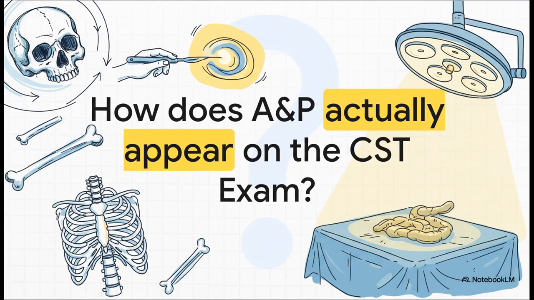Now you might be wondering, how does A&P actually show up on the test? Because honestly, it's almost never tested in isolation. You're not going to get a blank diagram with an arrow pointing to a random bone. Instead, the anatomy is embedded directly into surgical scenarios. You have to really understand the anatomy to make sense of the scenario itself.